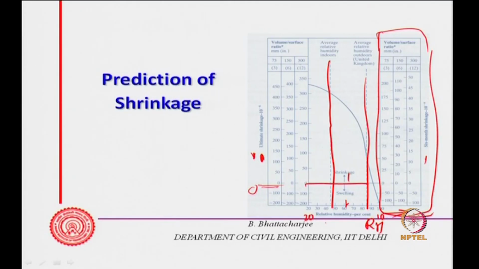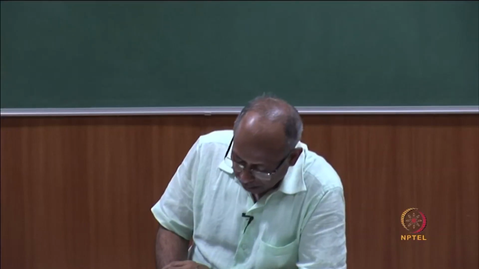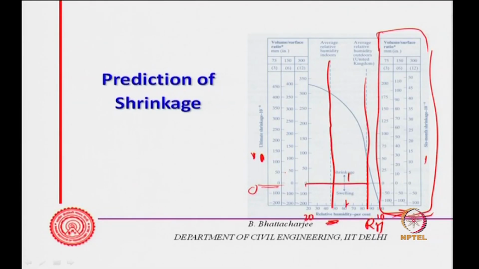So, it is related to relative humidity, one factor that is taken into account, and the age factor, there are 2 ages given. So, ultimate and 6 months shrinkage, whichever you want, and they can be related to 28 days and then at any age you can find out. Now, this is volume to surface area ratio in millimeter or in inch in bracket. So, for 75 millimeter volume to surface area ratio and 150 and 300, and here again 75, 150 and 300.